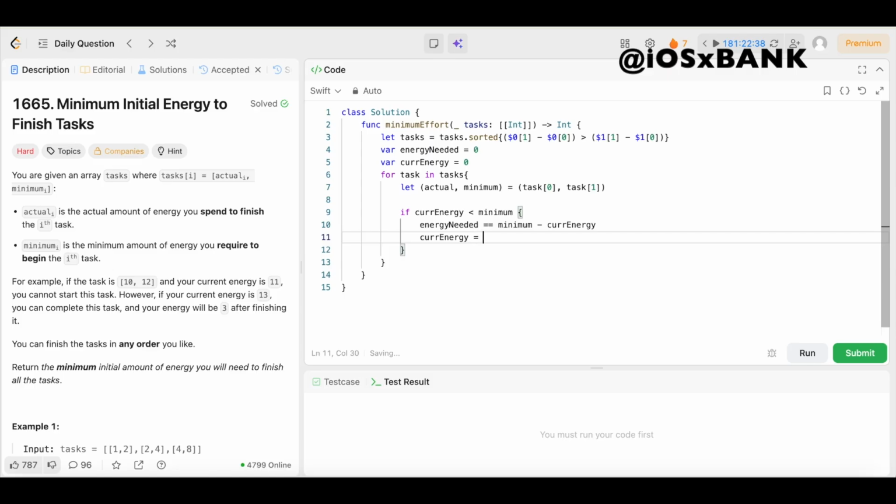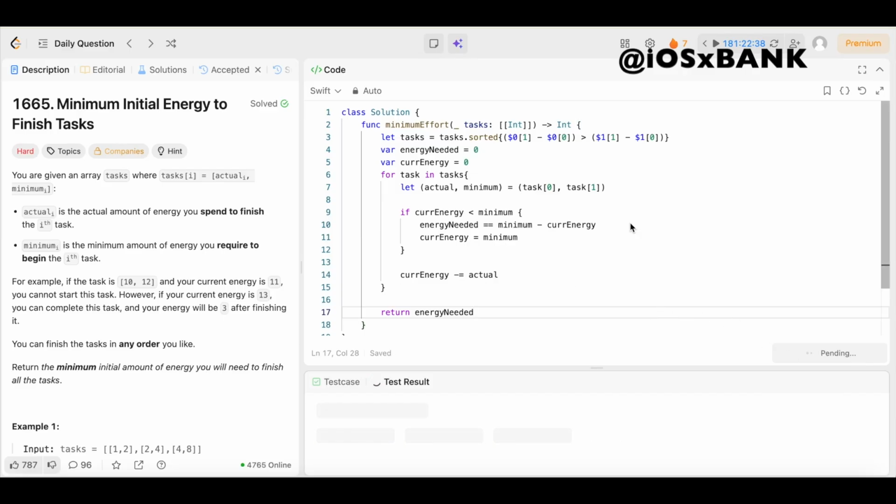Boom. Then we're going to complete the task and spend the actual energy cost by coming underneath this. And we're going to say curEnergy minus equals actual. Then we need to return the minimum initial energy required by coming underneath this. And we could just say return energyNeeded. Boom, y'all. That's all she wrote.